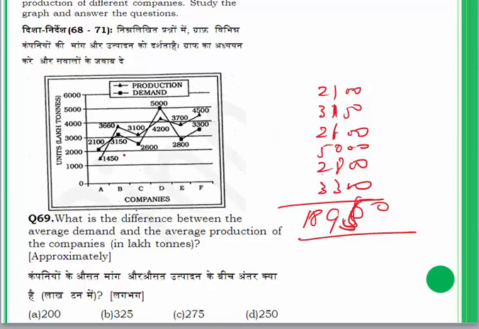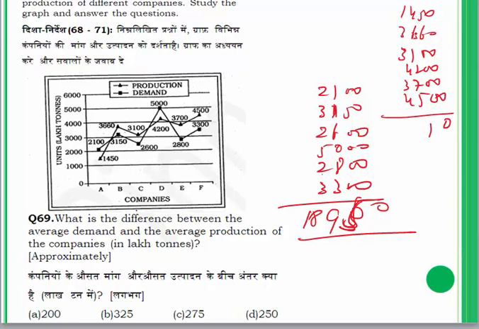And this was demand, and now this is production. Production is given: 1450, 3660, 3100, then you have 4200, then 3700 and 4500. So now the average would be 6.